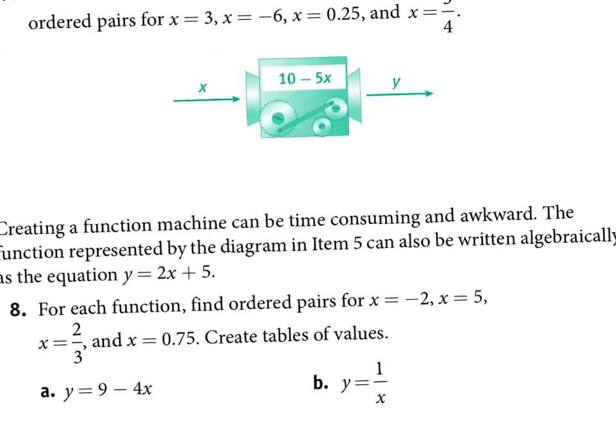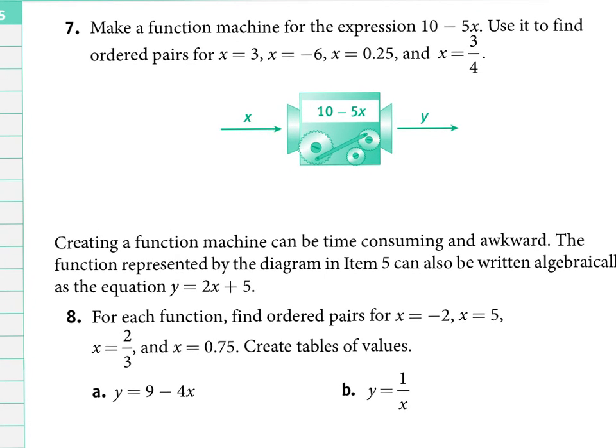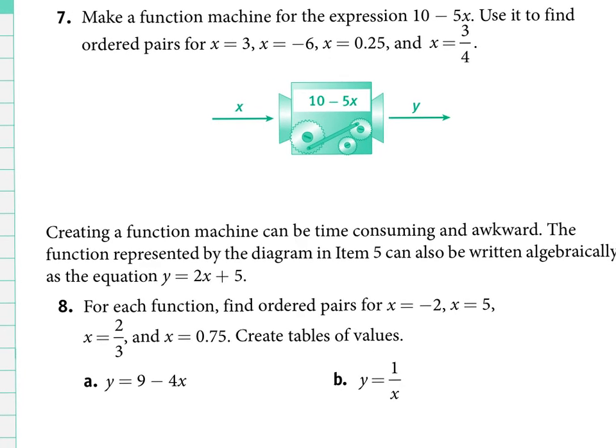Okay. And there you go. So we're just going to do 7 and 8, and then we'll be done. 7 says, make a function machine for the expression 10 minus 5x. Okay, so I think this is what you already have here, but if you don't, this is a function machine here using 10 minus 5x. And I'm going to have you go ahead and plug in. I'll have you do the first two. How about that? On your own. Go ahead and do it now.